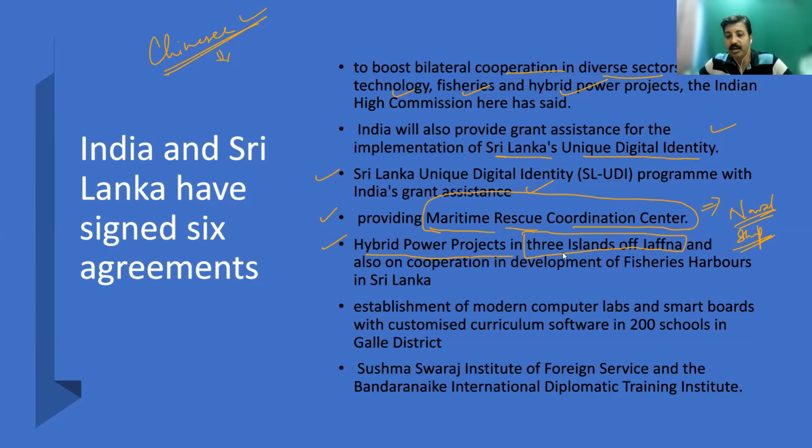This is closer to Tamil Nadu, 3 islands off Jaffna, and also cooperation on development of a fisheries harbor in Sri Lanka. That means we are going to establish our own power project, particularly wind turbines. Wind turbine projects will be established in these 3 islands with the help of India, and we will establish permanent stations there so that we can completely monitor. That means these islands will be completely under our control in coming days once the project is established. It is clear. So that we can closely monitor what Chinese are having in their mind.